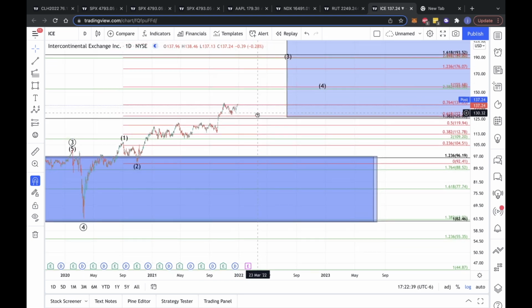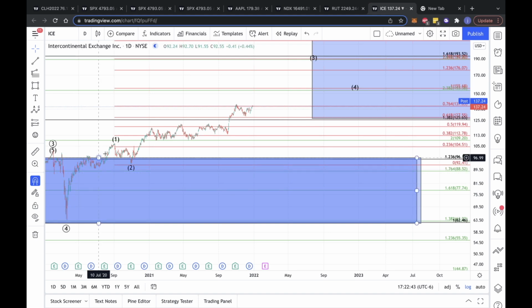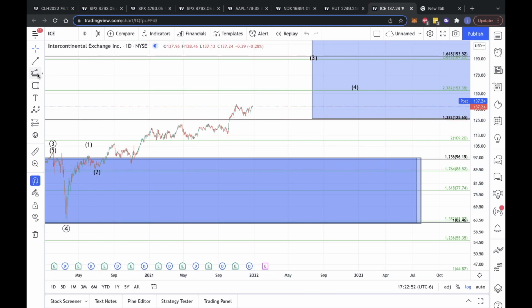In either way we look at this, I think I'm more inclined to count this as the initial wave 1 here though into the June high, to look at it this way. And this actually aligns with some of the index charts here.